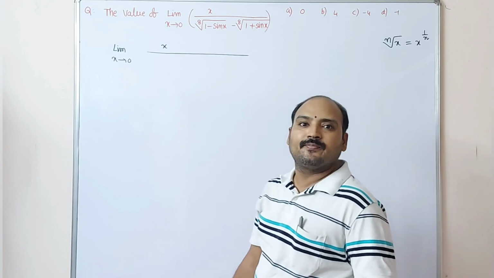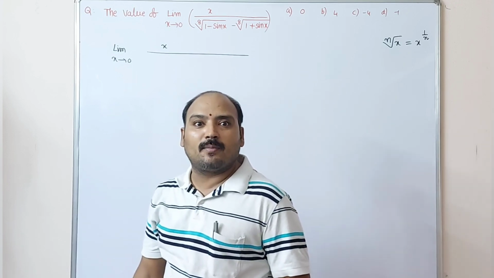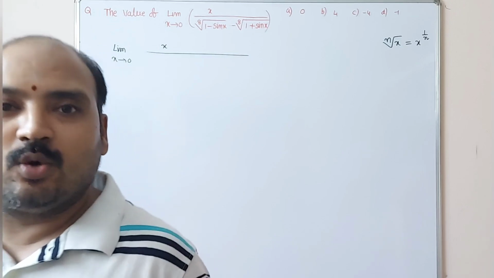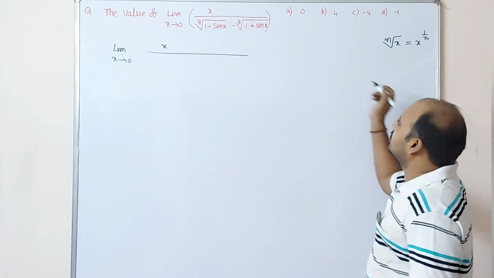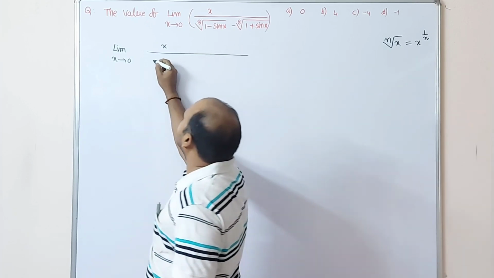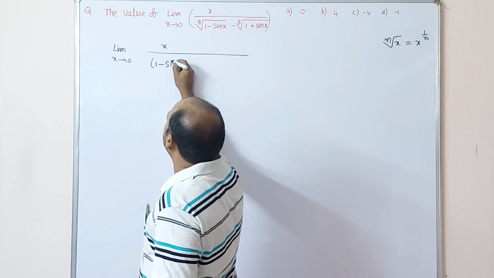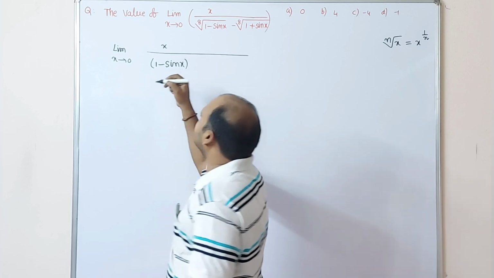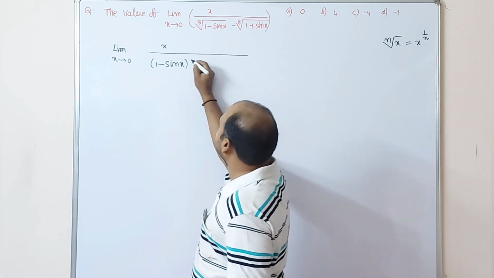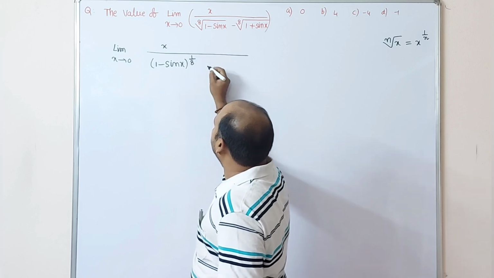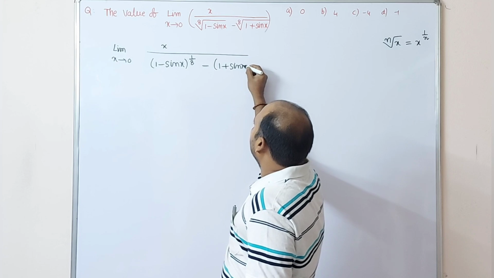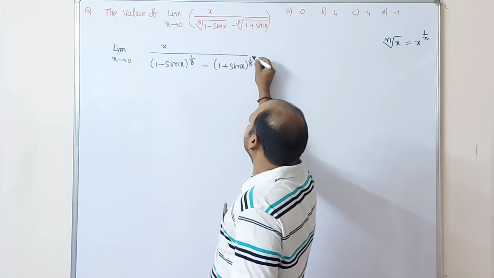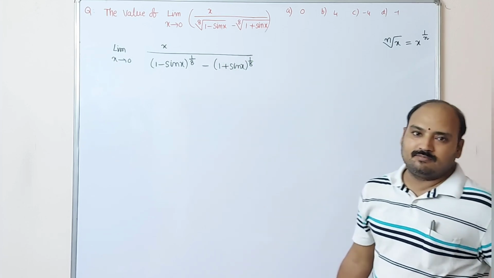Similarly, 8th root of 1 minus x. Sorry, 8th root of 1 plus x. Similarly, 8th root of 1 minus x is 1 minus sin x. Sorry, 1 minus sin x, not x. 1 minus sin x whole power 1 by 8 minus 1 plus sin x whole power 1 by 8. This is the given limit.